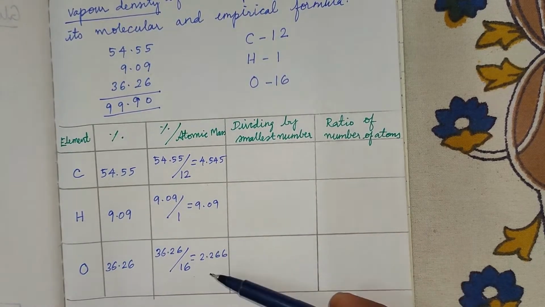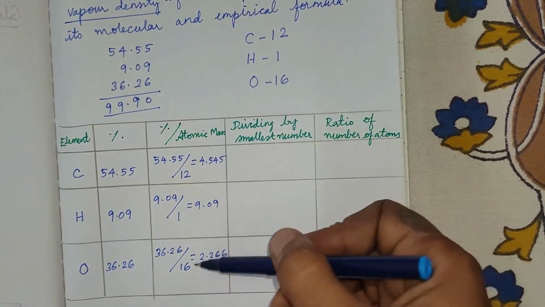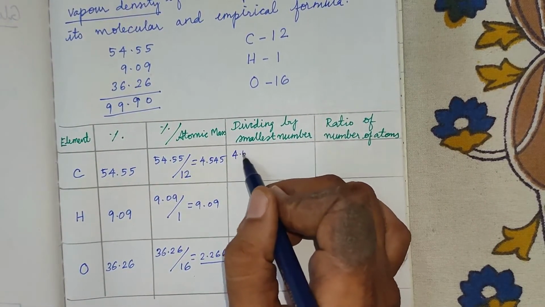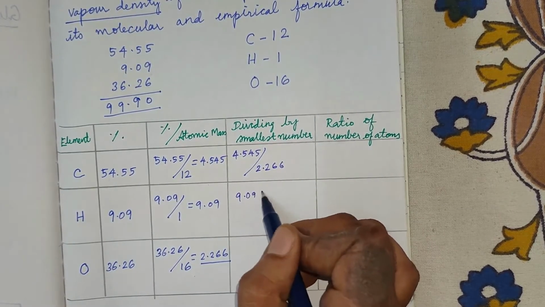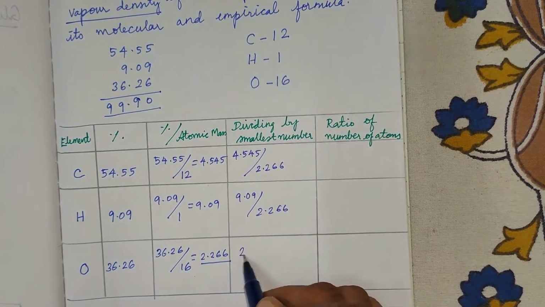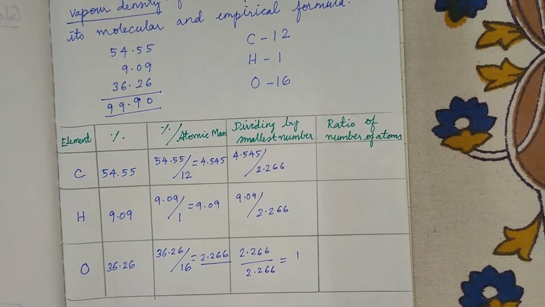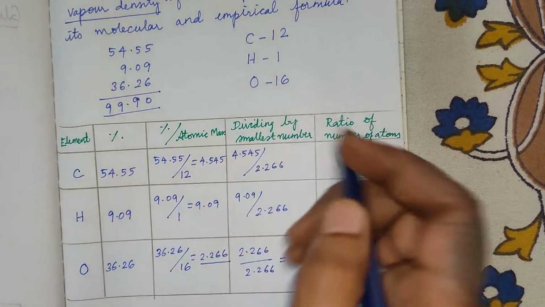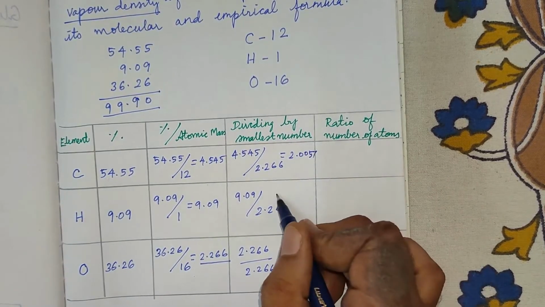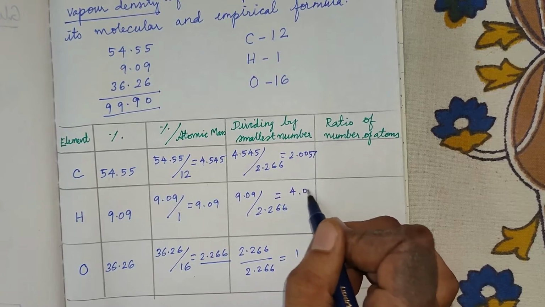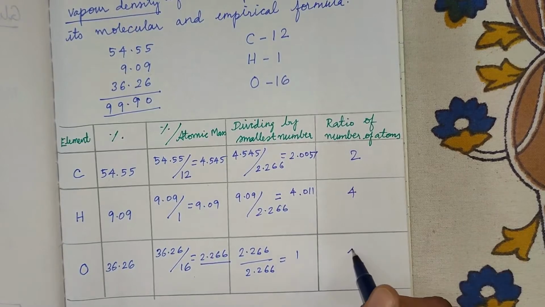Now which is the smallest number here? 2.266 is the smallest number. I am going to divide all these values by this smallest number. 4.545 divided by 2.266, 9.09 by 2.266, and 2.266 by 2.266. In this case it is going to be 1, and when I divide the others, my answers are 2.0057 and 4.011. So I am going to take these as approximately 2, 4, and 1.